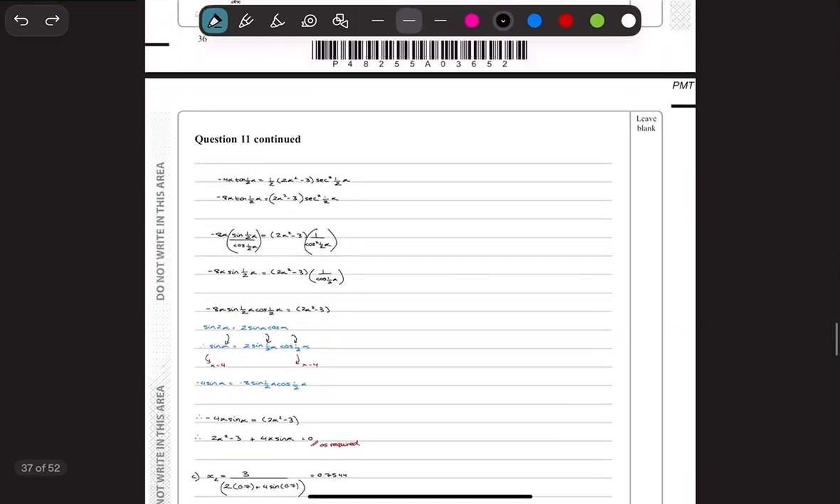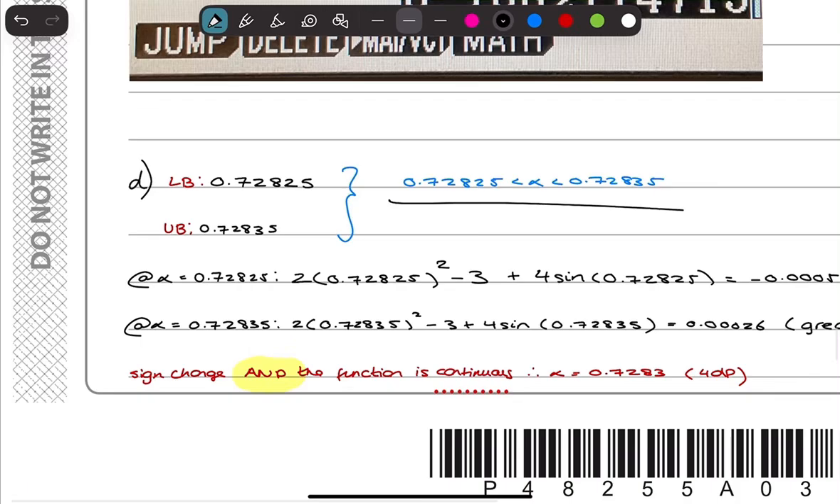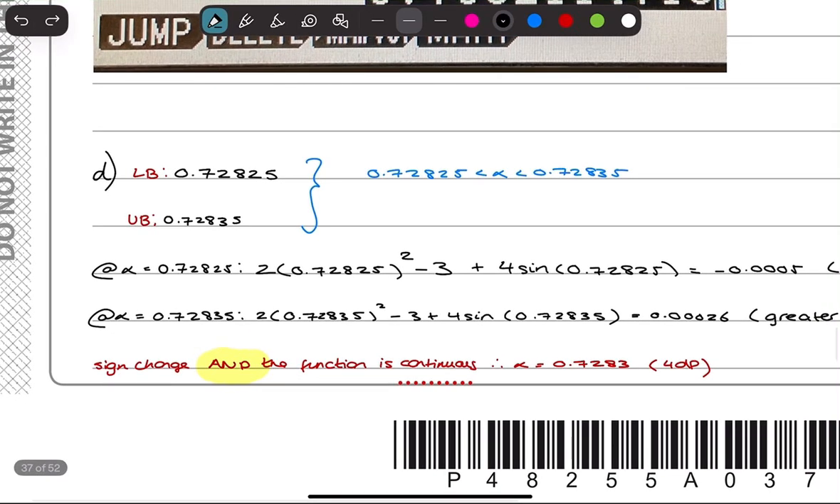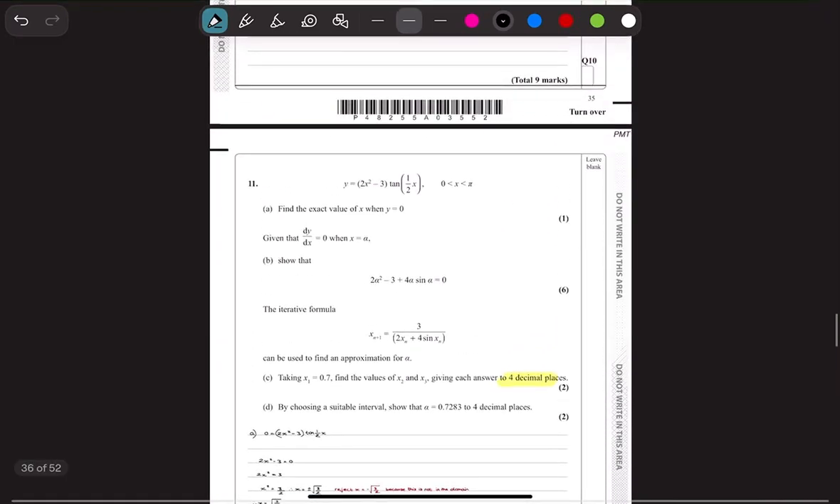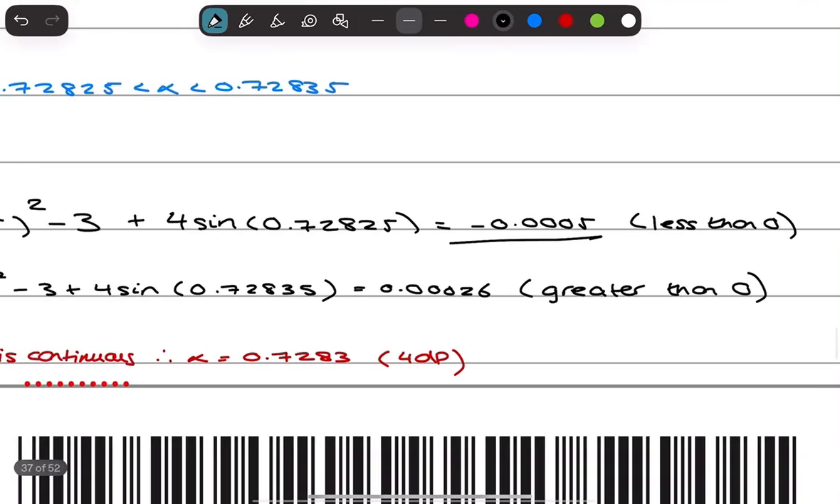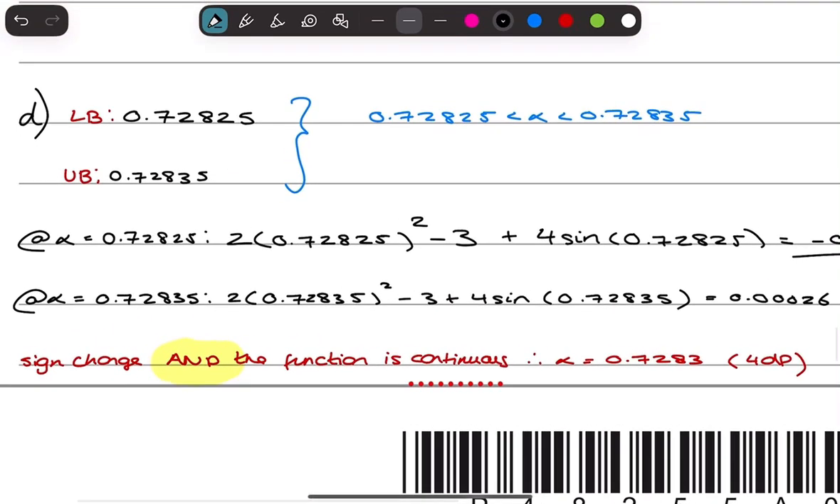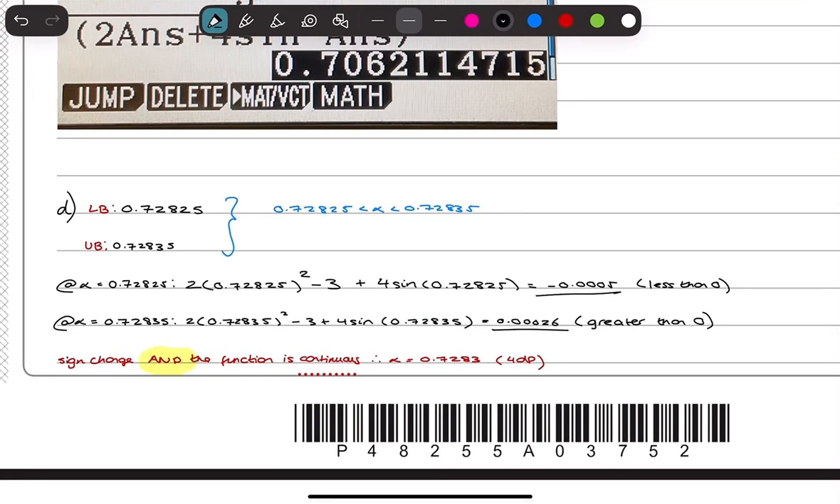So I'll show you what I mean. Here I found the upper and lower bound, and this is my interval that I'm using. When I set alpha equal to the lower bound and plug it into this expression here, I end up with minus 0.0005, and that is a negative number. Whereas if I plug in the upper bound, I end up with this. Again, subbing it into the same expression, I get 0.00026, which is greater than 0. So because there's been a sign change, the value of alpha lies within this interval here.